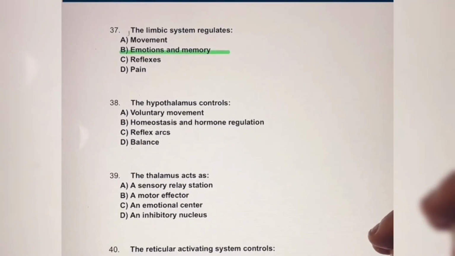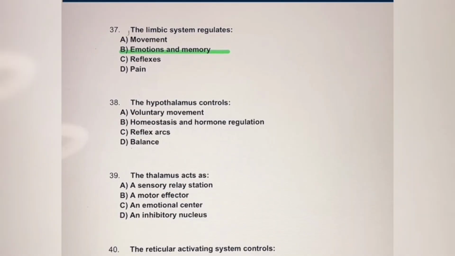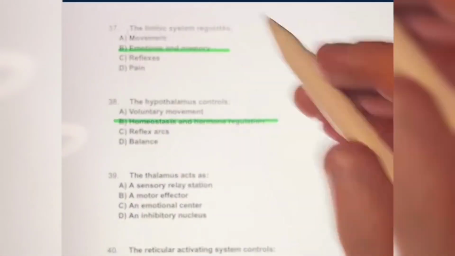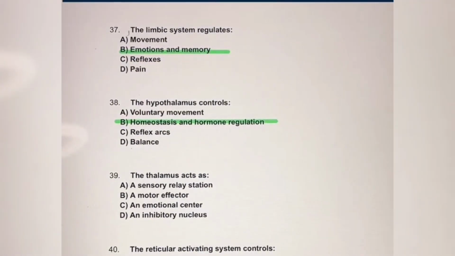Number 38, the hypothalamus controls what? A, B, C, or D? The answer is B. It is homeostasis and hormone regulation. So hypothalamus, again, with homeostasis and hormone regulation, that's temperature, that's hunger, that's thirst. And then with hormone regulation, it's going to regulate the endocrine system via releasing and inhibiting hormones on the anterior pituitary. You will definitely learn about that in A&P 2 in the endocrine system.